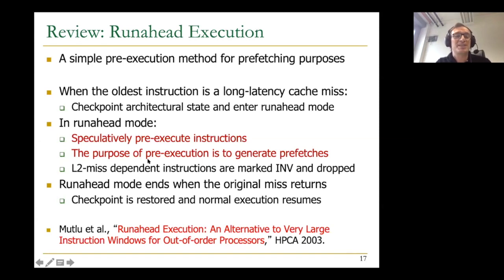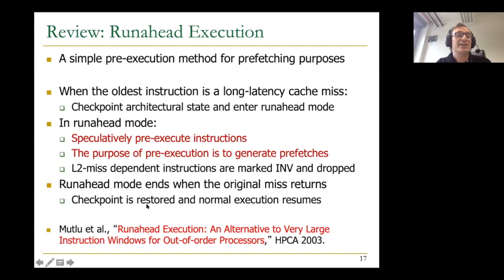Your sole purpose in this is pre-execution to generate prefetches. And you mark the results of these instructions invalid, saying that this is a bogus value, don't trust it. And you drop these instructions. And later instructions that source these invalid values can also be dropped, basically. And Runahead mode ends when the original miss returns. And at that point, the checkpoint is restored and normal execution resumes.